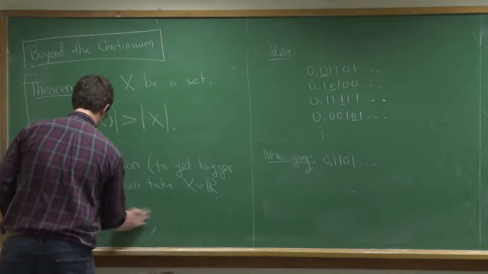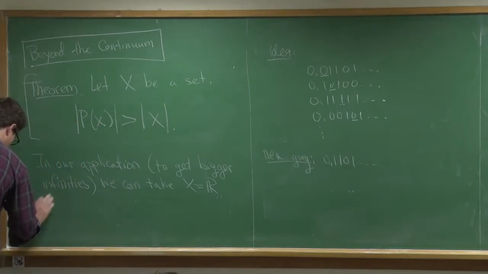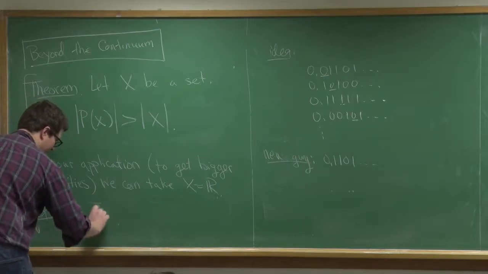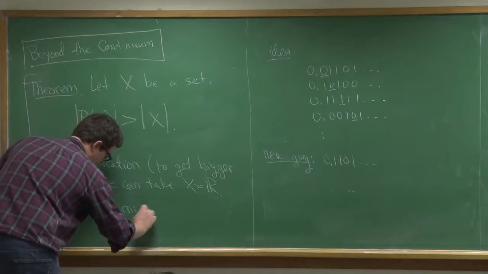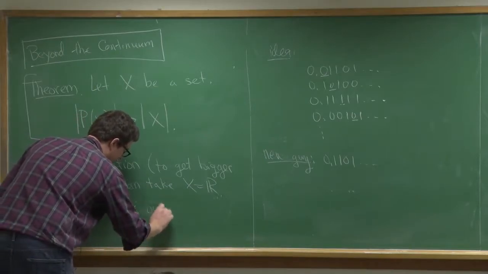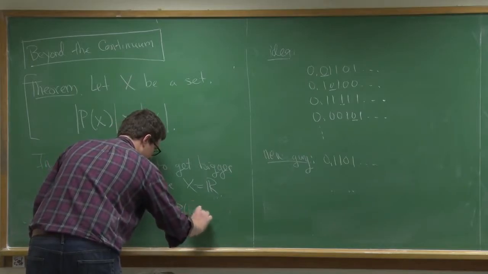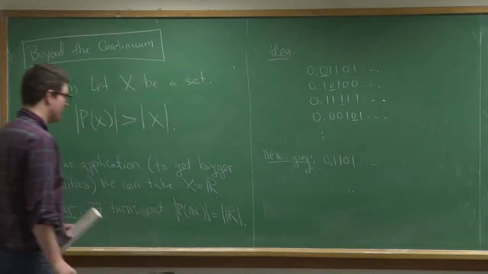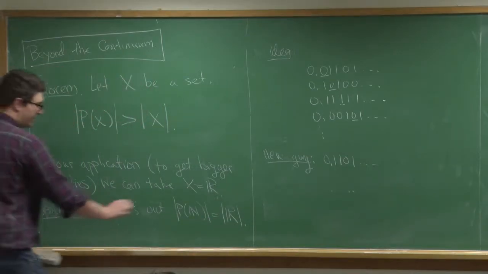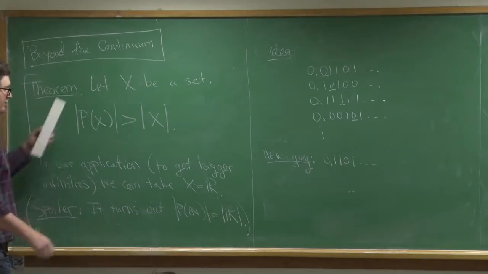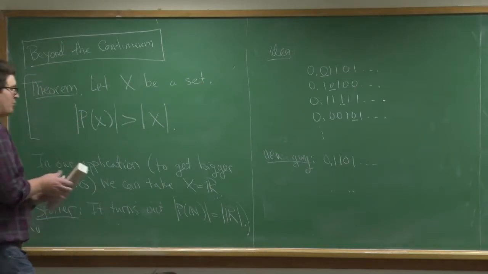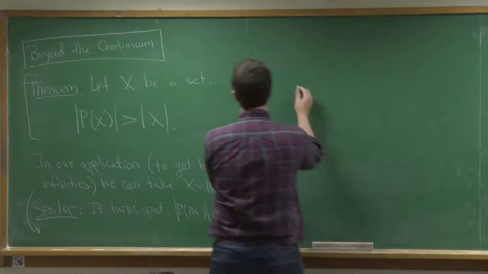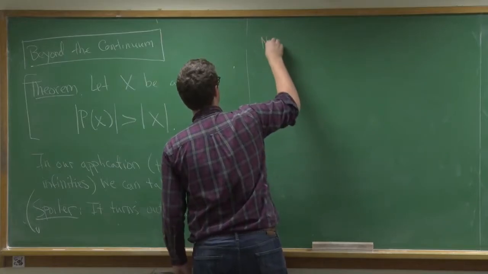And so let me just give you a spoiler here. It turns out that the cardinality of the power set of the natural numbers is the same thing as the cardinality of the real numbers. Okay? So we'll talk about this in a bit. But first, I want to just show you how to produce new, more infinities.